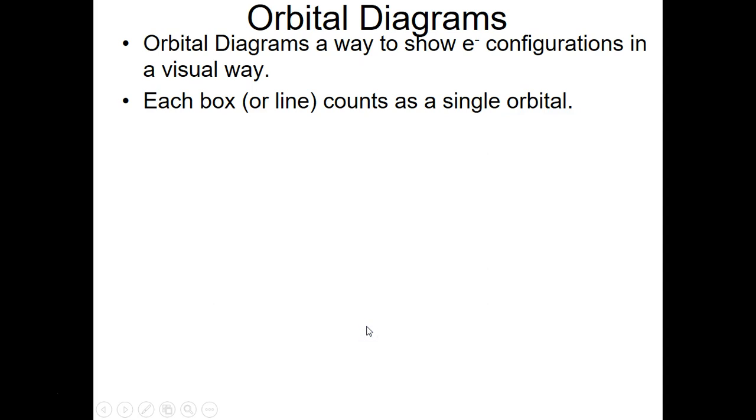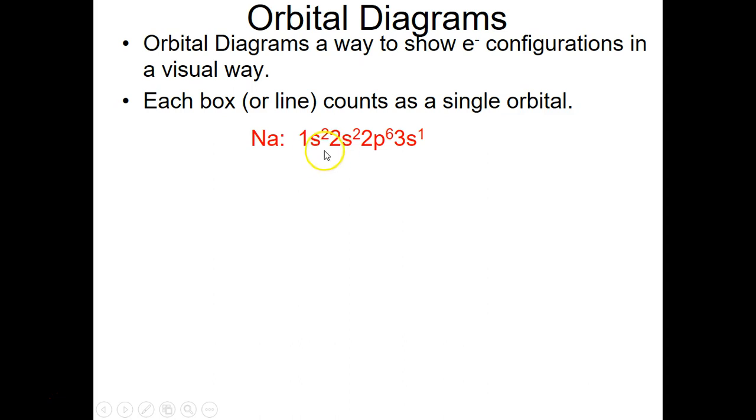So orbital diagrams. Orbital diagrams are just a way for us to show electron configurations in a visual way. So when we do this, we're going to indicate each orbital with a box or a line. I actually prefer lines because it's less work. And each line counts as a single orbital. So let's look at sodium. The electron configuration for sodium is 1s2, 2s2, 2p6, 3s1. Okay, so if I'm going to turn this into an orbital diagram, I'm going to need a line for each orbital in this electron configuration.